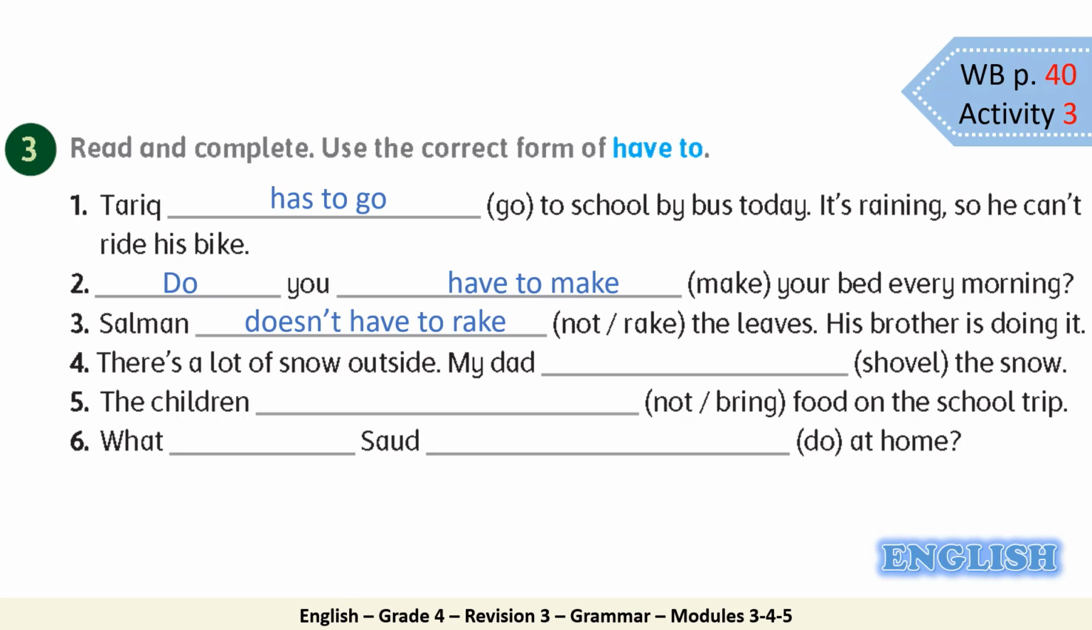Number 4. There's a lot of snow outside. My dad has to shovel the snow. Number 5. The children don't have to bring food on the school trip. Number 6. What does Saud have to do at home?